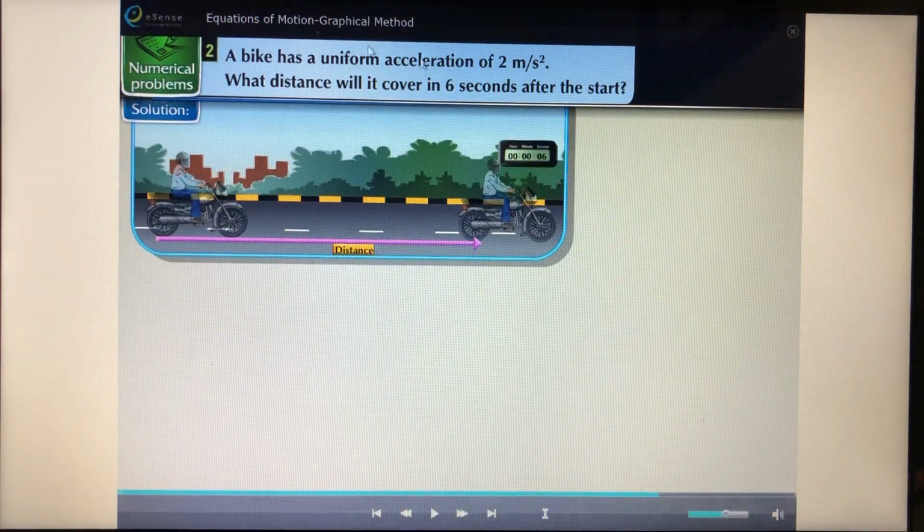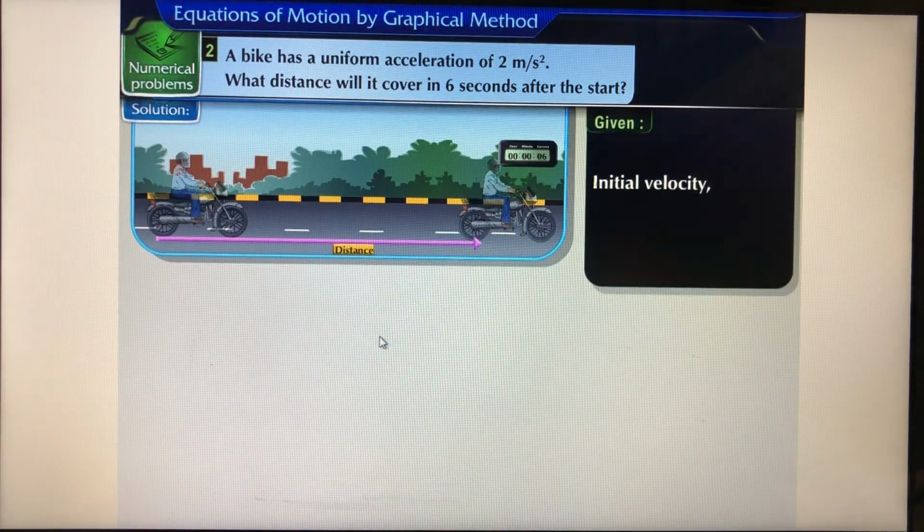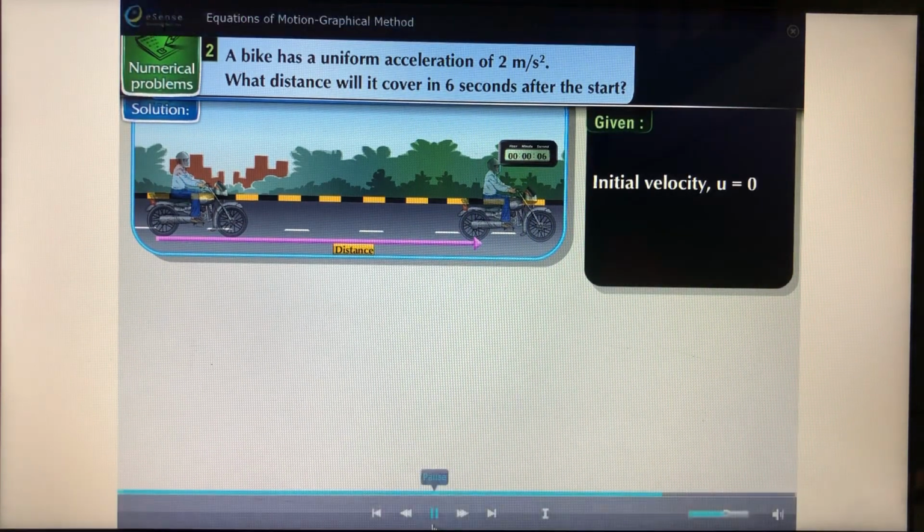Solution. Here the words used are "after the start." Please keep in mind, my dear friends, after the start means here it is in a rest position. Rest position means initial velocity 0. Given initial velocity u is equal to 0.